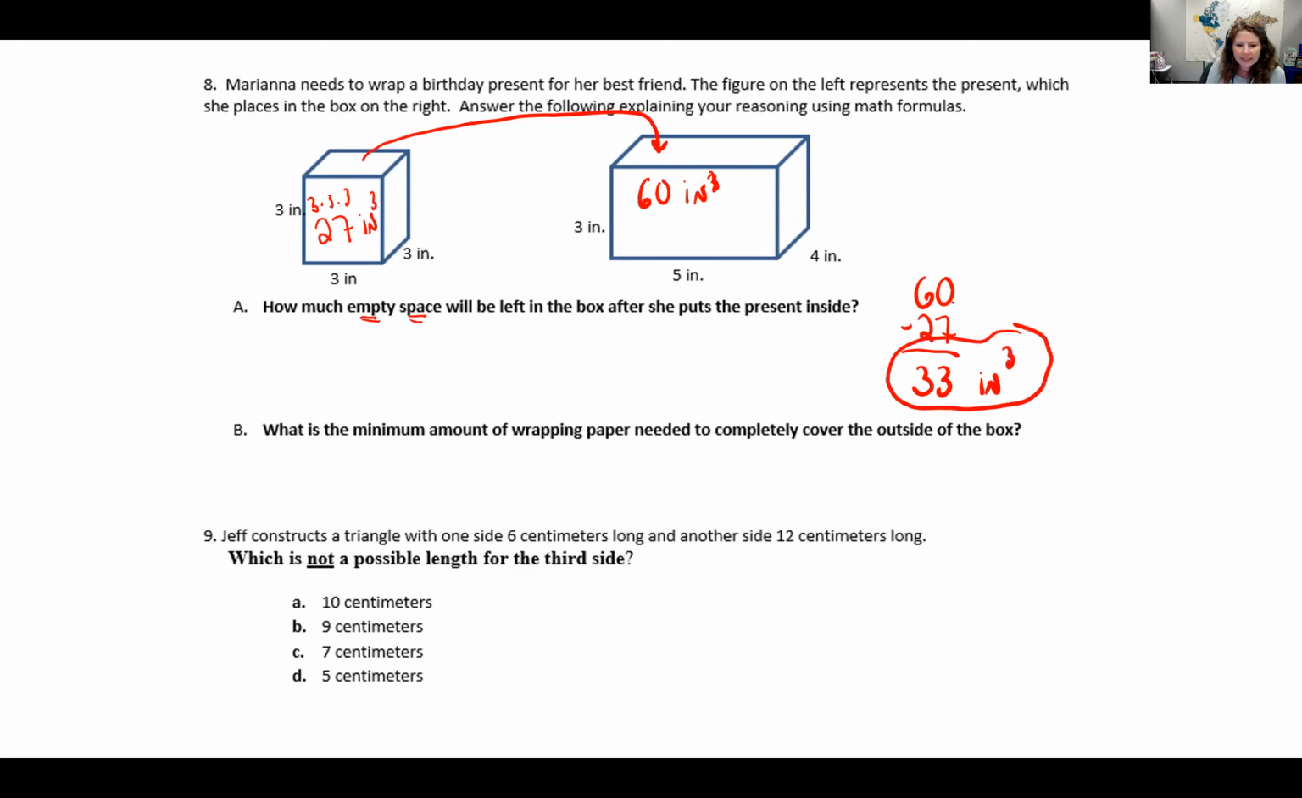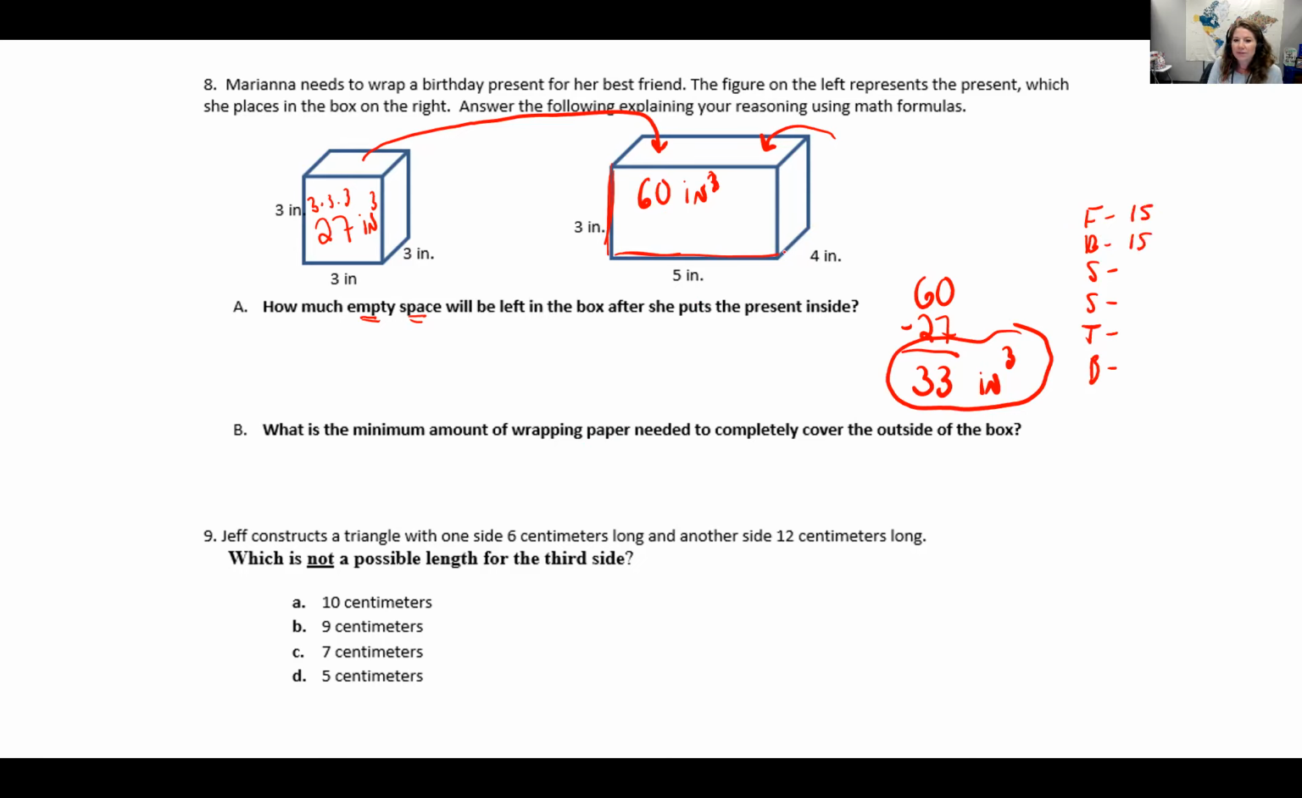And then letter B is talking about wrapping the outside of this big box with wrapping paper. So now we're talking about surface area. I like to make myself a little key over here. I want to know the surface area of the front and back, the side and side, and then the top and bottom. So when I look at the front, I see it's 5 by 3. So the front and back are both 15 inches squared.